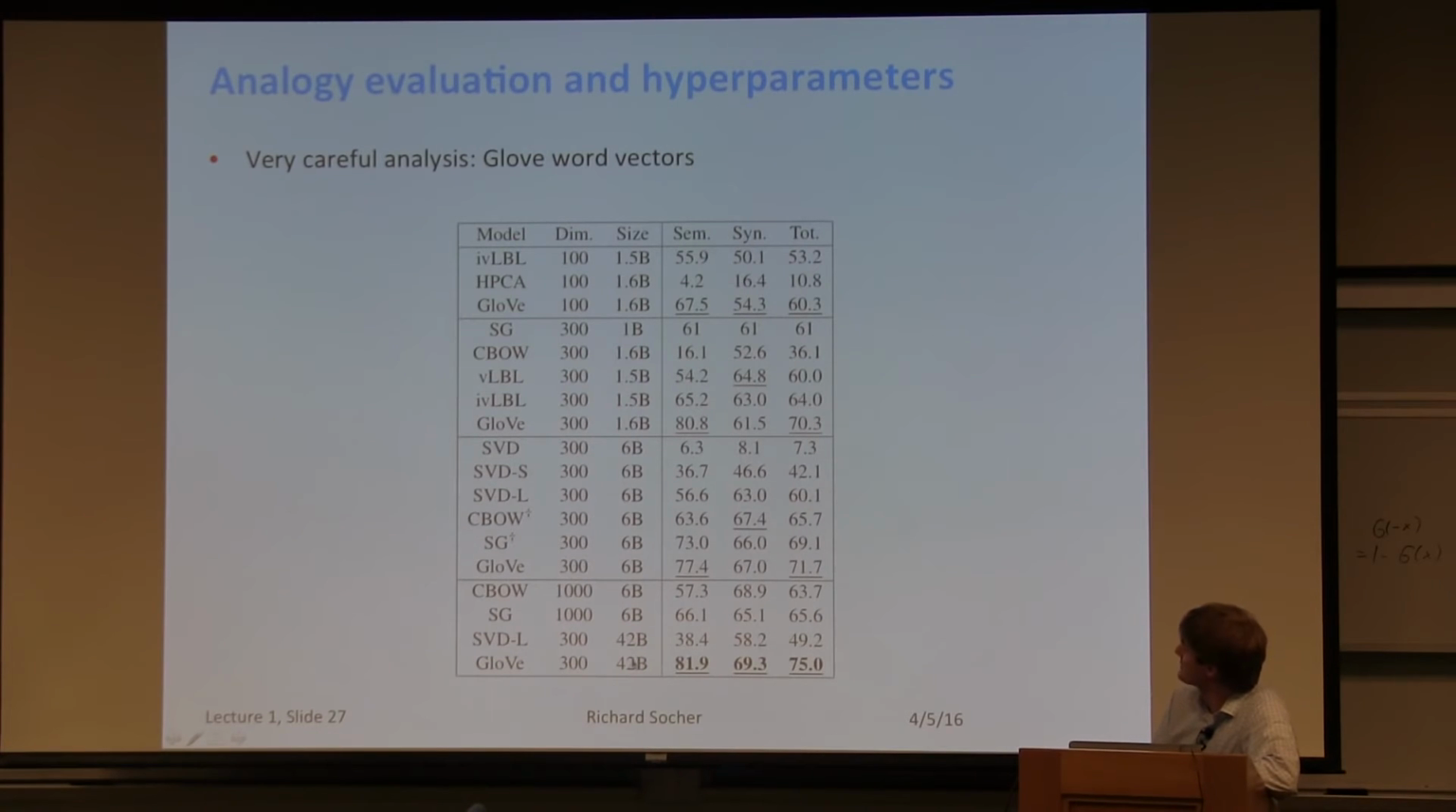But if we train on 42 billion instead of 6 billion, it improves significantly, by over 3%. So just the same model, same vector dimensionality, but a larger corpus, in almost all cases gets us the best performance.